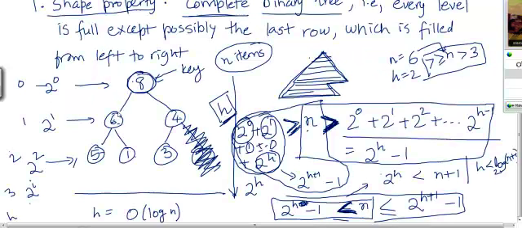So if you go back to this example, 8 is greater than 4 and 8 is greater than 6. So the heap property is satisfied here. 6 is greater than 5 and it's greater than 1. So the heap property is satisfied here. 4 is greater than 3. So the heap property is satisfied here.